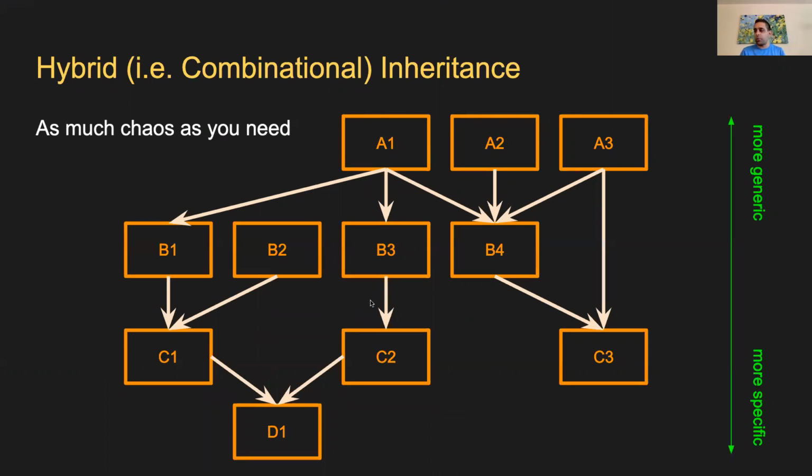Again, this is a random example, but this is a combination where you have multi-level, where you have A1, B3, C2. That's a multi-level example, but you also have multiple inheritance, where you have A1, A2, A3 going into B4. You also have hierarchical, where A1 drives down to B1, B3, B4. Again, you could skip levels. So notice A3 is going directly down to C3, but also A3 goes to B4 and C3. Again, it gets pretty complicated.